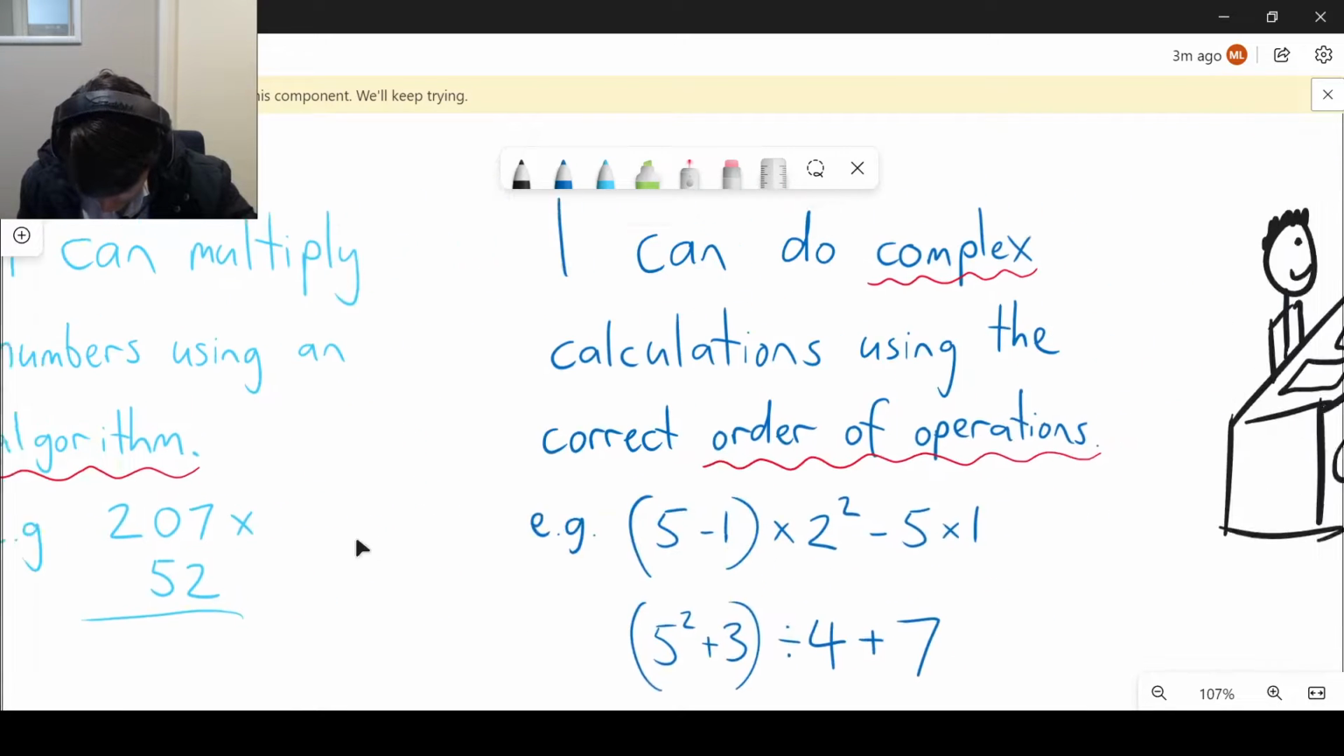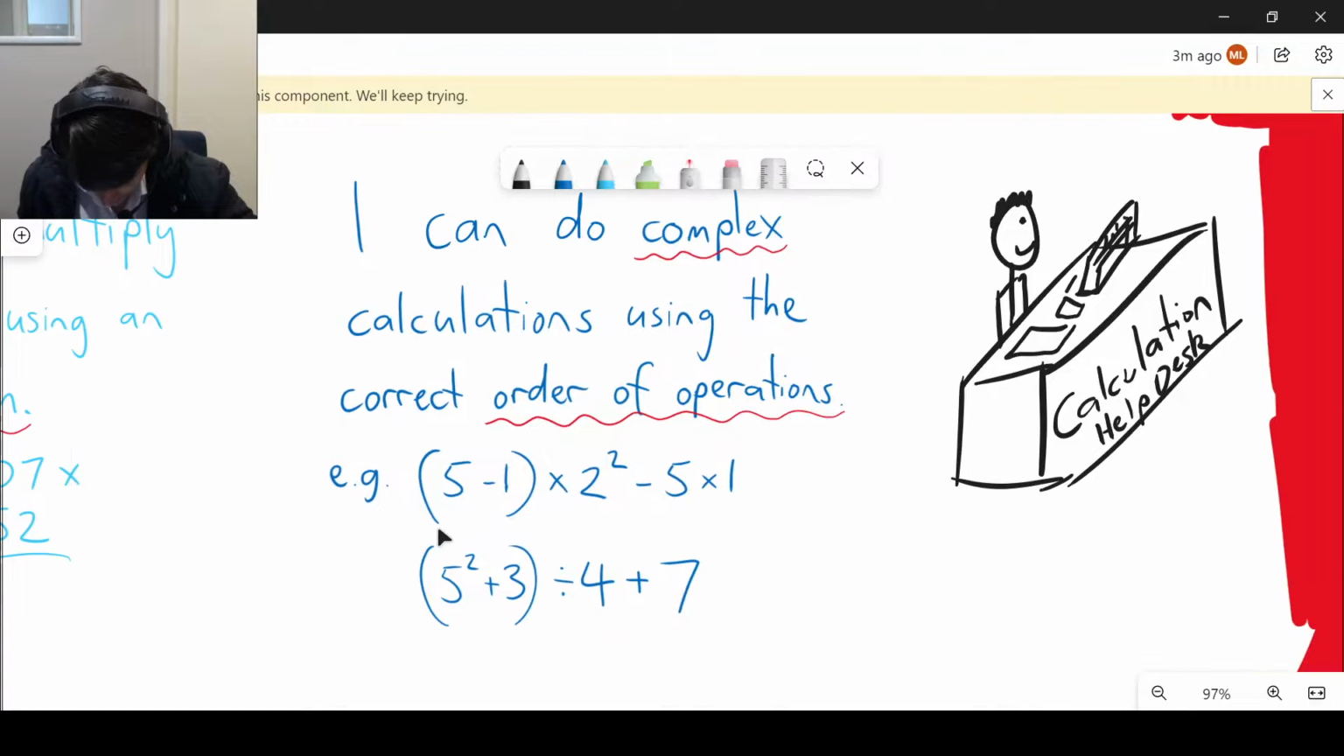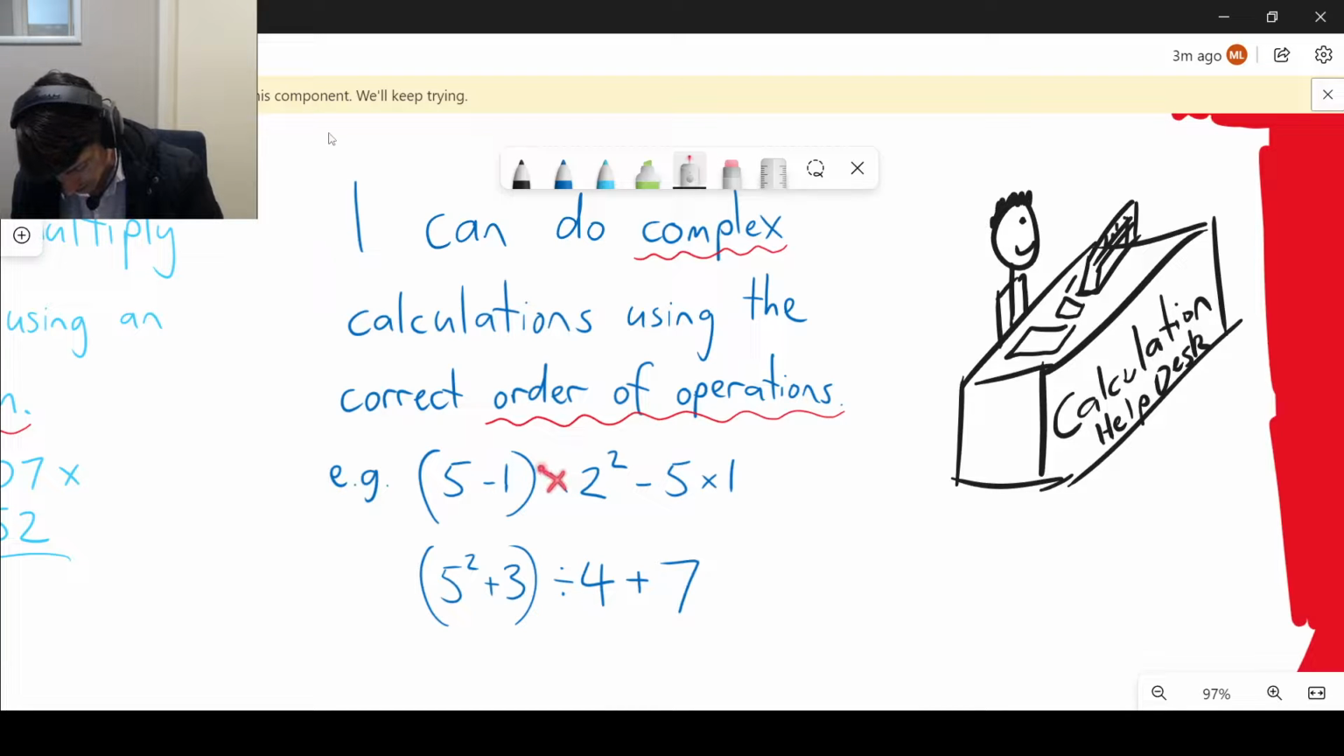So, for maths today, we are looking at this bit here, that we can do complex calculations using the correct order of operations. So we're going to learn what that order is. Some examples of complex calculations could be things like this. So we've got lots of stuff going on. We've got times, there's takeaway, there's a divide, there's a plus.